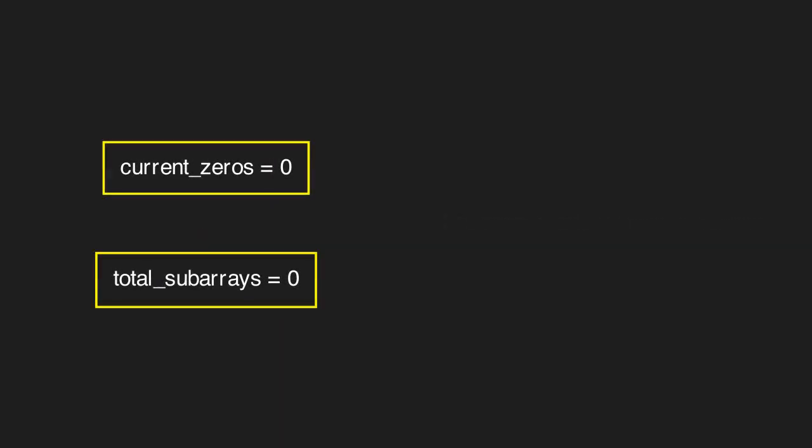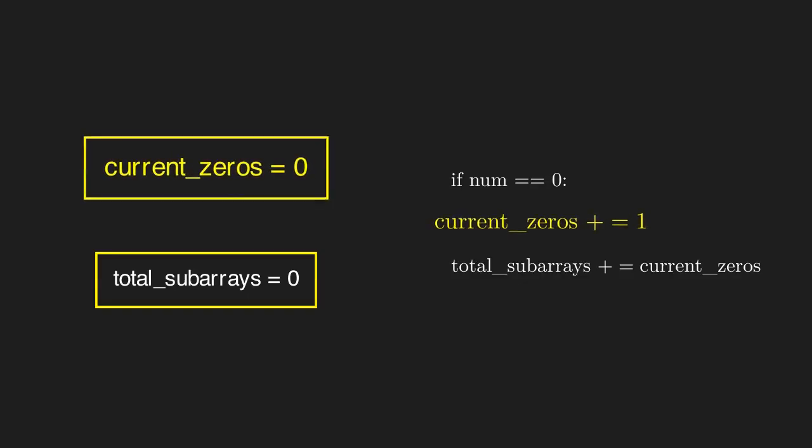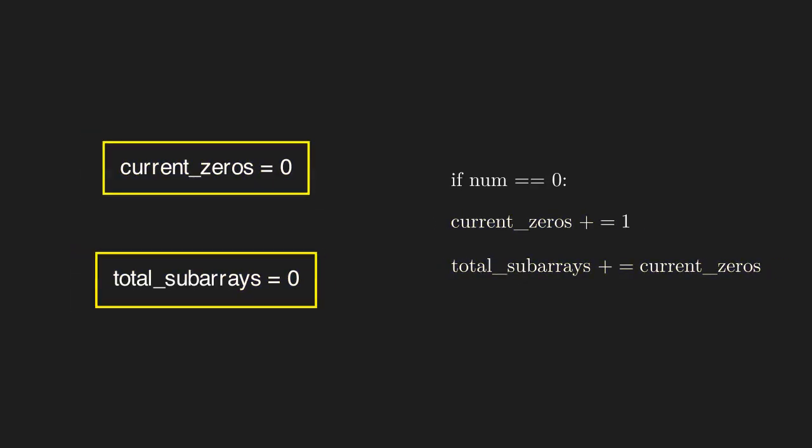This insight forms the basis of our algorithm. We will maintain 2 variables. Current_zeros will track the length of the contiguous block of zeros we are currently traversing. Total_subarrays will accumulate our final answer. We will iterate through the array element by element. If we see a 0, we increment current_zeros by 1, and immediately add its new value to total_subarrays.